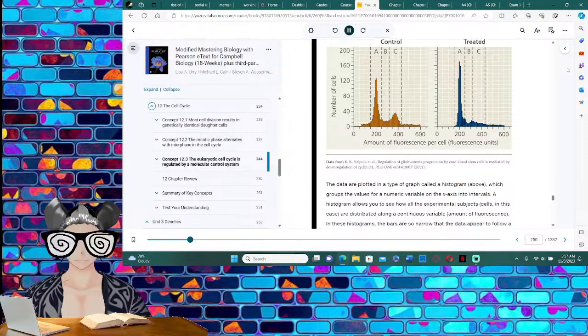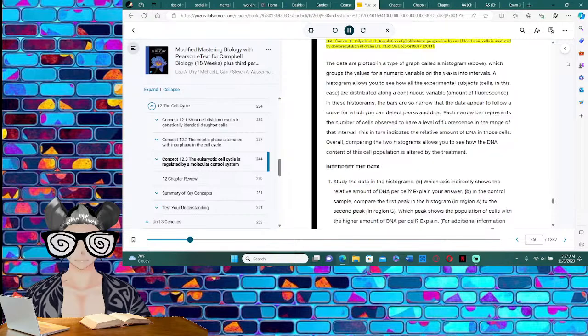Data from the experiment. Histograms showing the number of cells, 0 to 200, and the amount of fluorescence per cell, in fluorescence units from 0 to 600, for the control and the treated samples. Data from K. K. Velpula et al., regulation of glioblastoma progression by cord blood stem cells is mediated by downregulation of cyclin D1, PLOS ONE 6:e18017, 2011.